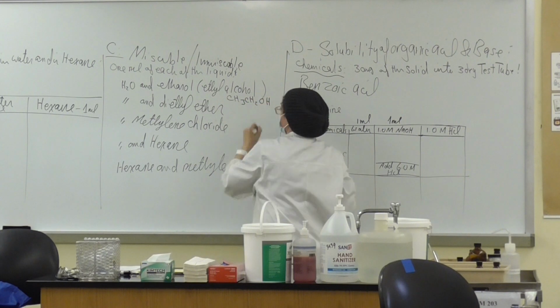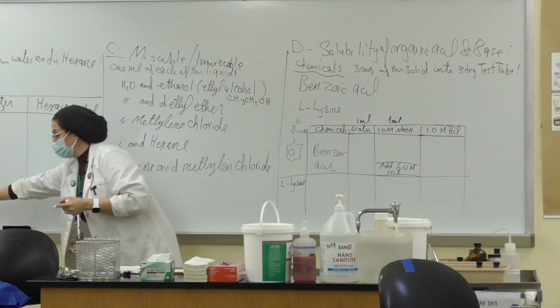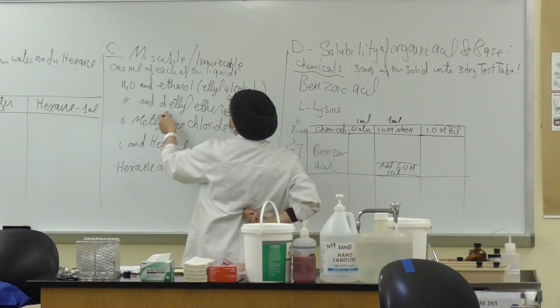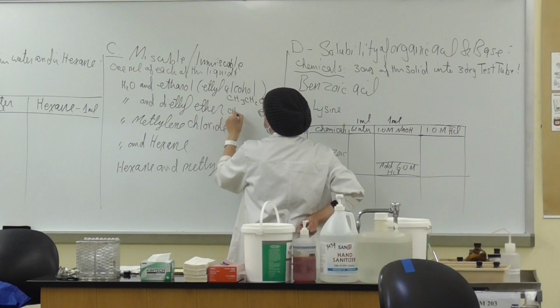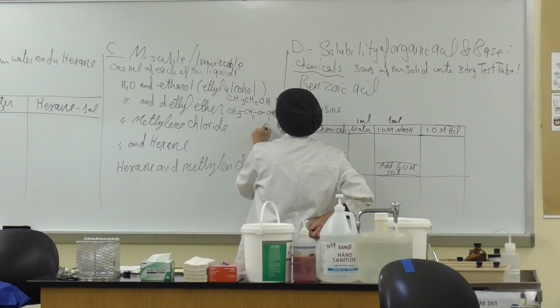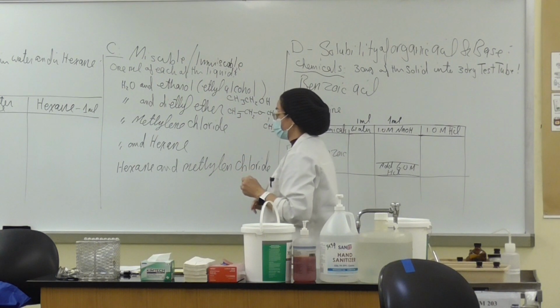CH3CH2OH. It's not methanol, it's ethanol. Methanol is only 1 carbon atom. This is 2 carbon atoms. And then water with diethyl ether. Diethyl ether, we all have to know that. Ethyl, CH2O, and then it is CH2CH3. This is diethyl, and that's the ether.